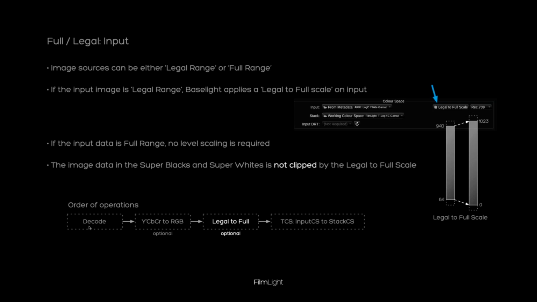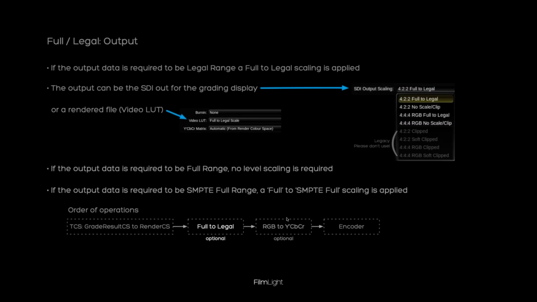And for the experts, this is the order of operations. So here you can see the optional legal to full scale is happening before the TrueLight color spaces conversion, then from the input color space to the stack color space, because TrueLight color spaces always expects full range images. Now for the output, there we have two possibilities, because we have an SDI output that goes to our grading display, and we have a render output, and we need to manage both of them and can adjust also both of them. So if the output data is required to be legal range, a full to legal scaling is applied.